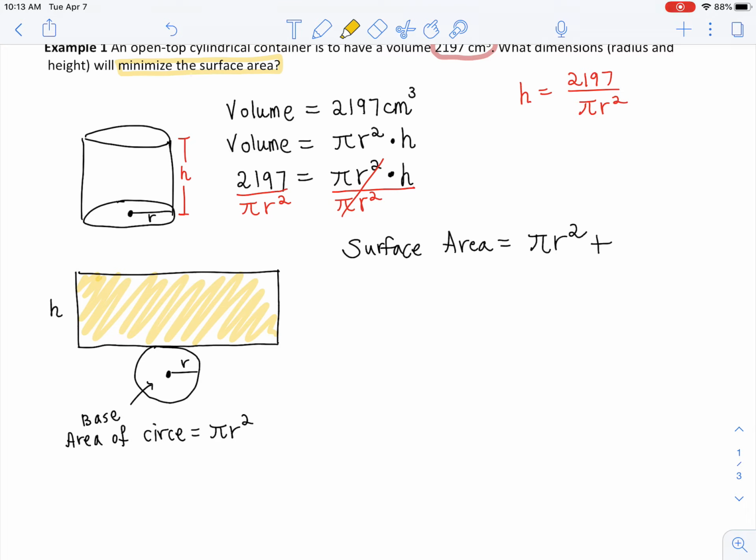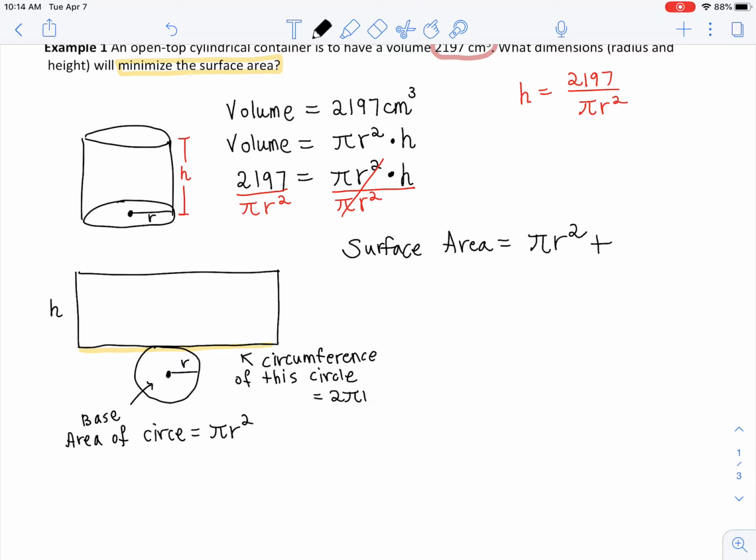plus, now I need to find the lateral area. What is the area of this rectangle? An area of a rectangle is just length times width. I do know that the width is going to be h, but how long is this piece right here? Now that is the circumference of this circle.